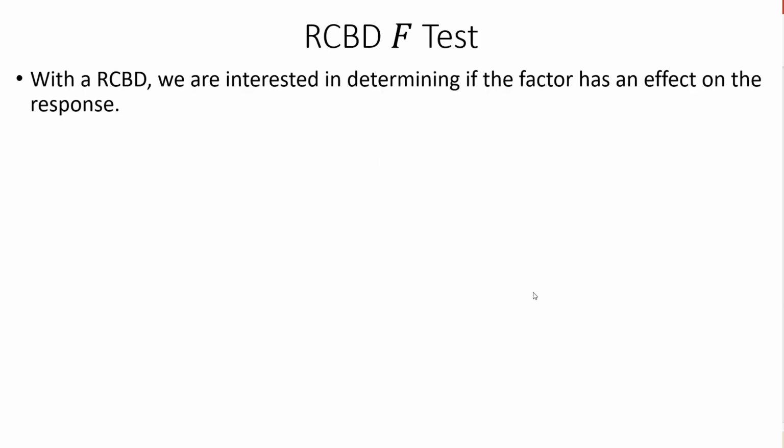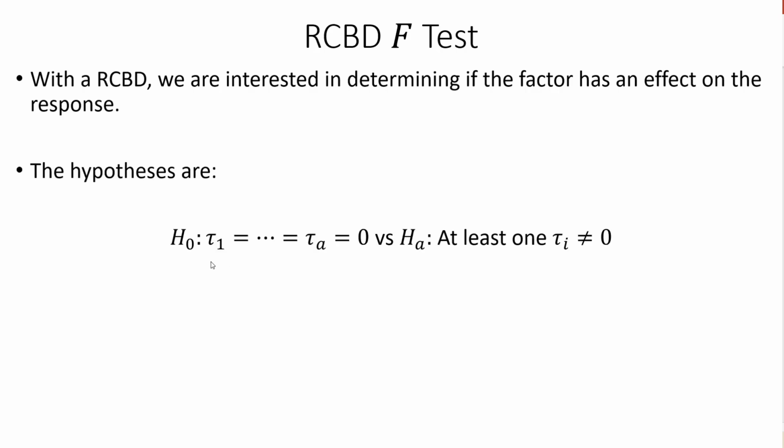So with a randomized complete block design, we're interested in determining if the factor has an effect on the response. And so our hypotheses are going to be that the effects of the treatments on the response are all equal to 0 if they're all the same. So that means the average north is equal to the average south is equal to the average east, which means the tau's should just end up being 0. And our alternative is that at least one of these taus is not equal to 0, that maybe the average of the north is different than the average of the other 3.